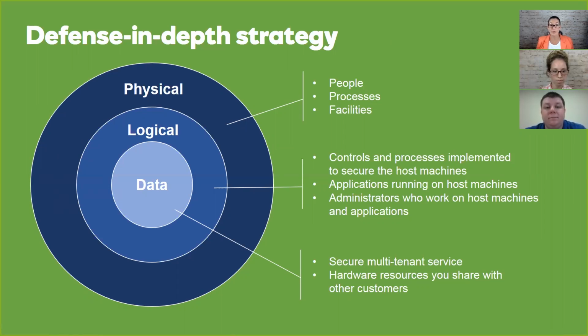So there's no gaps is the idea. And in this model, or their model, they have layers of physical, logical, and data. So physical would be threats that are posed by people, process, facility. Logical would be the actual servers themselves, applications running on the servers, administrative tasks done on those servers. And then data is just that, the data.